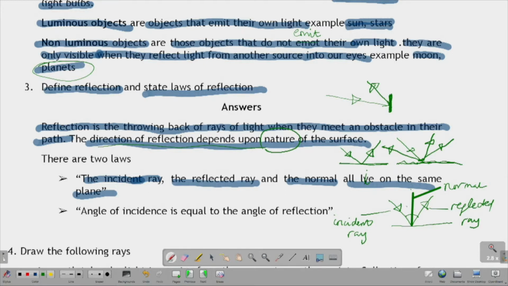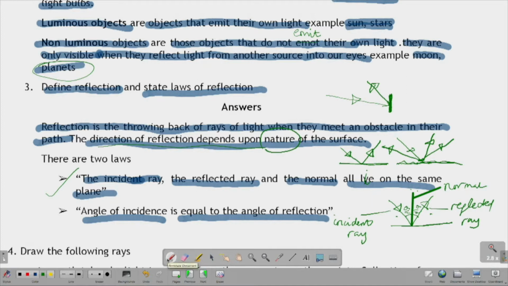If this is the angle theta, then here it is going to be theta over 2, and here it's going to be theta over 2. So we can see that the incident ray, the reflected ray, and the normal all lie on the same plane. So that is our first law. And then our second law says that the angle of incidence is equal to the angle of reflection.